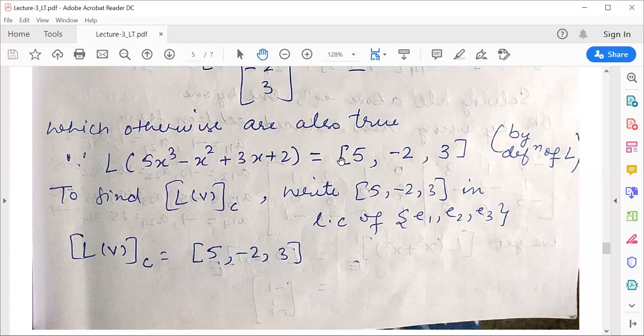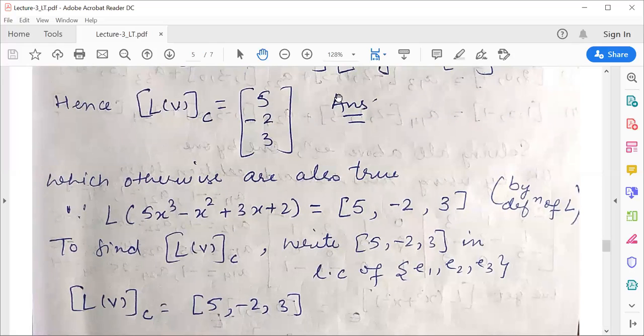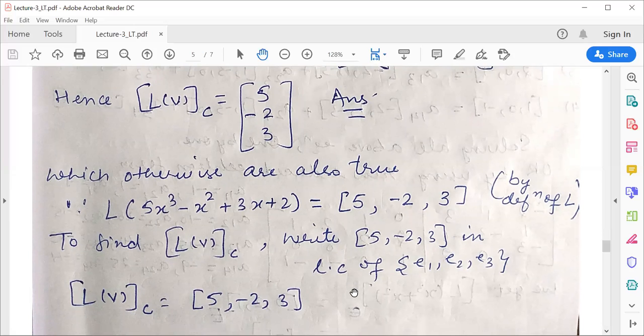Means write down (5, -2, 3) as a linear combination of E1, E2, E3. Because C is what? This is an ordered basis given by E1, E2, E3. And clearly, this is nothing but 5, -2 and 3. So both the answers are the same. So you can calculate this by using either method.